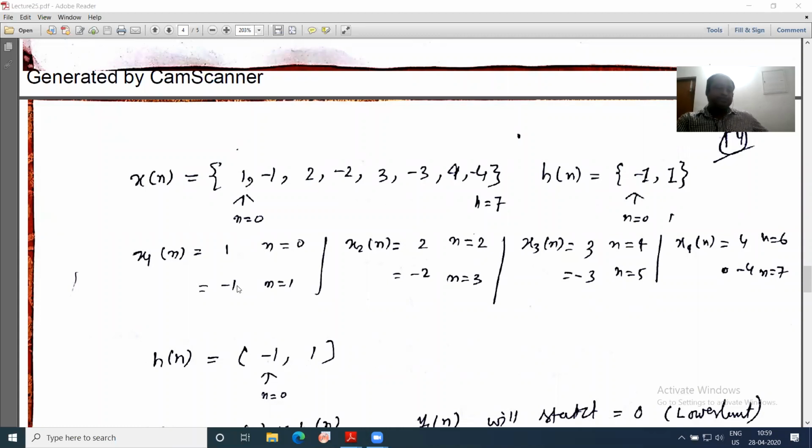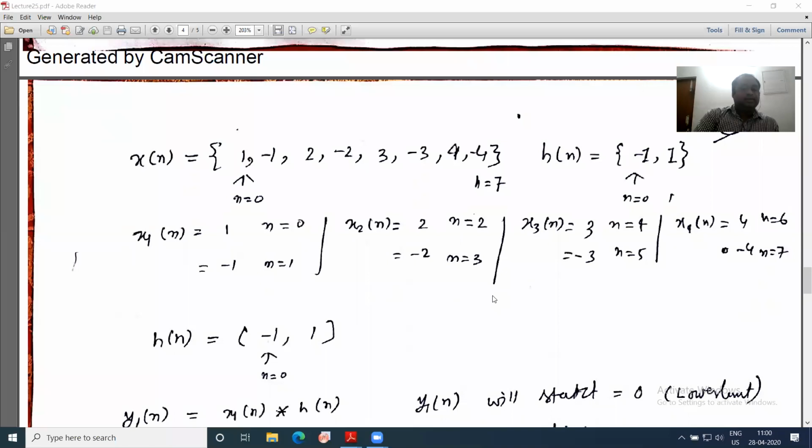Now suppose this smaller section is n equal to 0, the next one is n equal to 1, this is n equal to 2, this is n equal to 3. Now this is 3 for n equal to 4, minus 3 for n equal to 5, and this is 4, minus 4, n equal to 6, n equal to 7. What I am saying is that first we have divided the larger or longer sequence into smaller sections. Now I have to perform convolution with h of n.